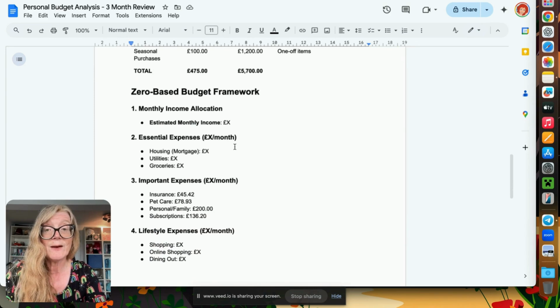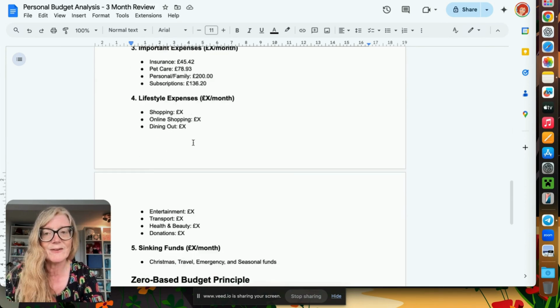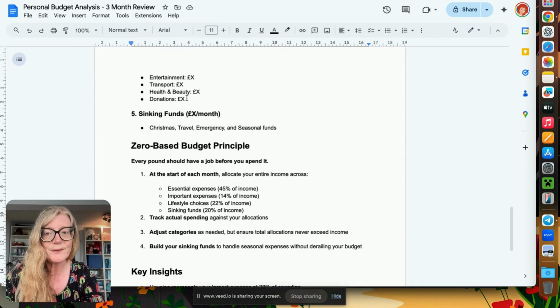And therefore, it now comes down to its section where it's saying the zero-based budget framework recommendations, and it gives you the monthly income that it sees you getting and then allocates that out across different categories, like, for example, essential expenses, important expenses, lifestyle, etc. So this was really helpful. It gave me real figures that made sense for my scenario.